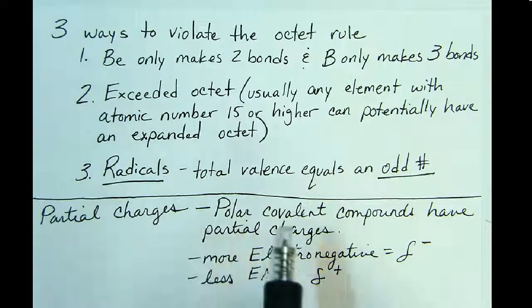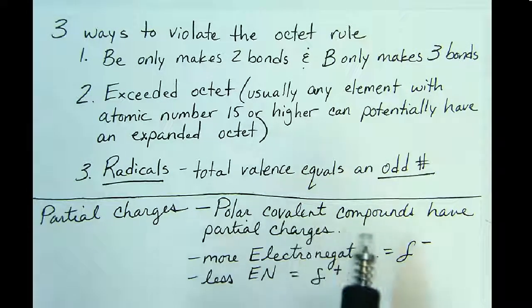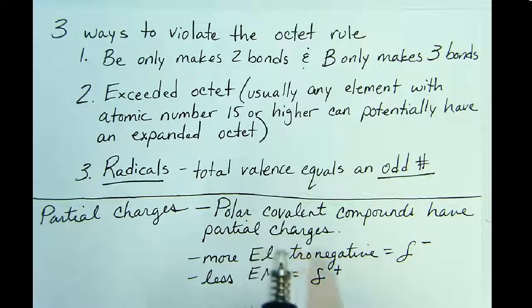Partial charges happen when you have polar covalent compounds. The more electronegative element is going to have a partial negative charge, and the less electronegative element will have a partial positive charge.